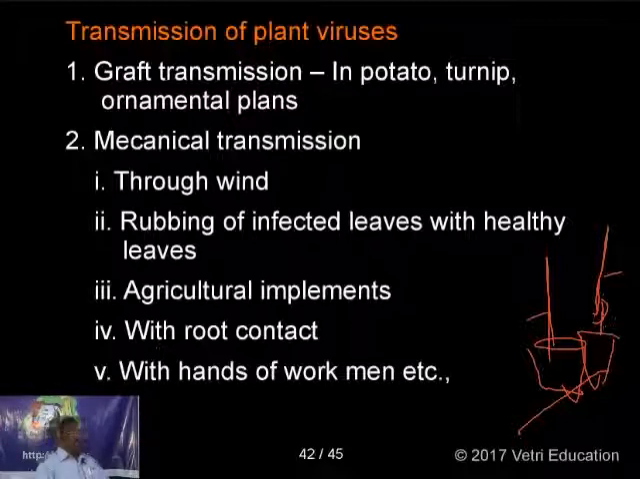And then agricultural implements. We use many implements, plows, sickles, spades, etc. So through those implements also the disease may be transmitted from one plant to another plant. Then root contact. The roots grow over many distances, going from one place to another, one plot to another plot. They may contact other plants, so the disease may come.